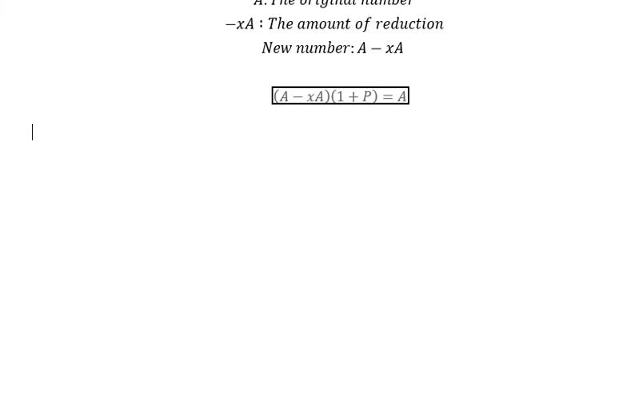So now we can get the answer here. 1 plus p equals capital A divided by A minus xA. Because we divide both sides by A minus xA, that's why we got this. Because we have A and A, we simplify.